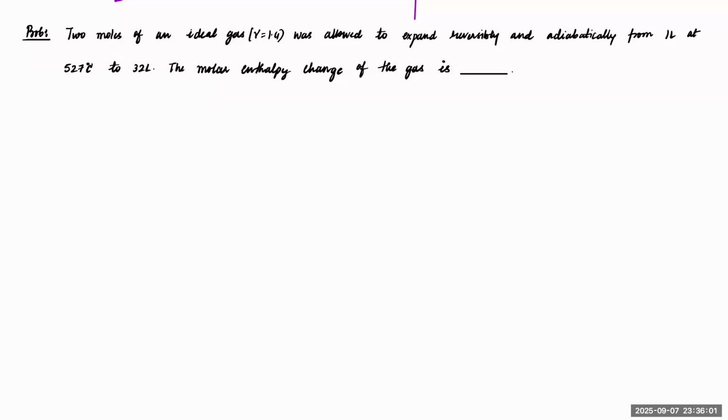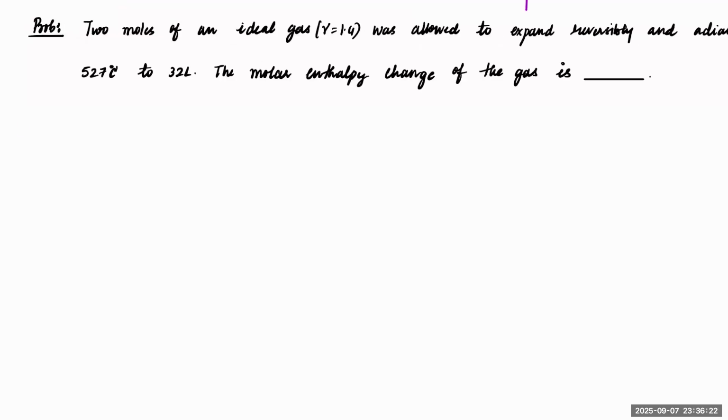The next one: 2 moles of an ideal gas, gamma value given, was allowed to expand reversibly and adiabatically from 1 liter at 527 degrees to 32 liters. The molar enthalpy change of the gas is how much? Okay, so whatever the given information is, let us write that part.